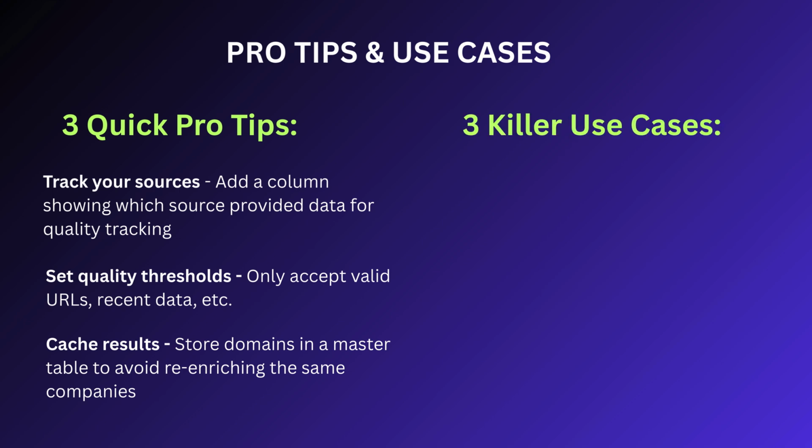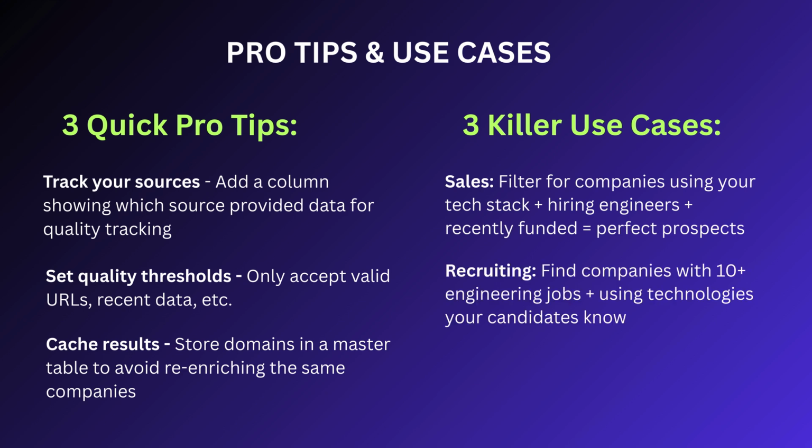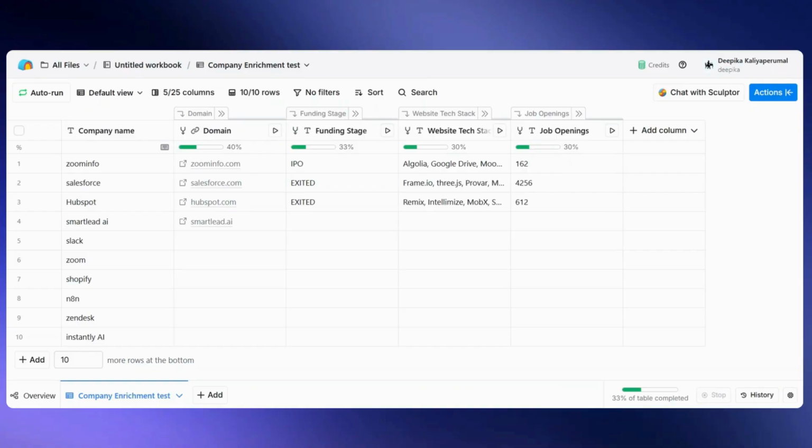And the three killer use cases. Number one, sales. Filter for companies using your tech stack plus hiring engineers plus recently funded equals perfect prospects. Number two, recruiting. Find companies with 10 plus engineer jobs plus using technologies your candidates know. And number three, market research. Track competitor hiring patterns and tech stack evaluation. That's it. You just learned to automate hours of research in minutes. Now your homework is to build one of these waterfalls today with 10 test companies.